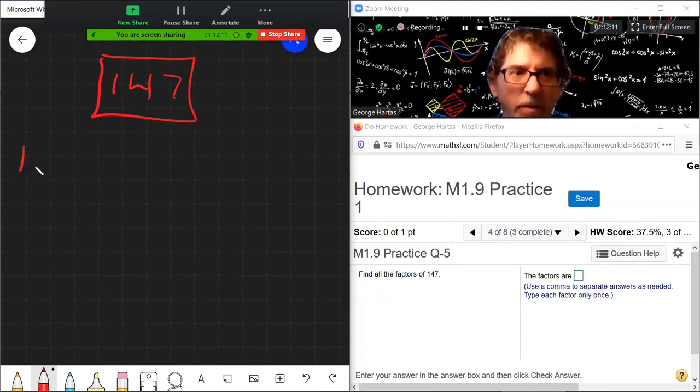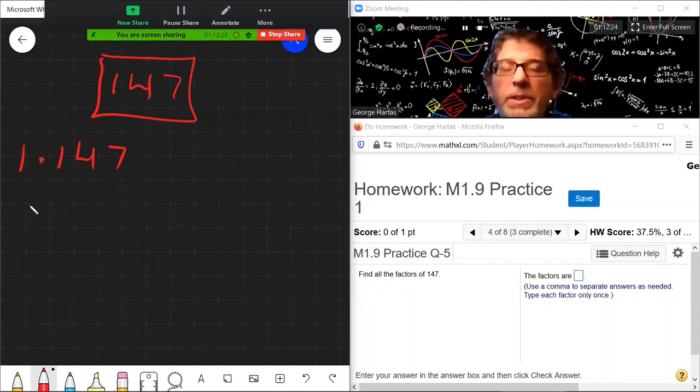The easy one, 1 times 147. Good. Now, this number ends in 7, which makes it an odd number. What that means is that there's no even number that will divide into 147. 2 will not, 4 will not, 6 will not, 8 will not. We're going to skip the even numbers. So that helps a lot.